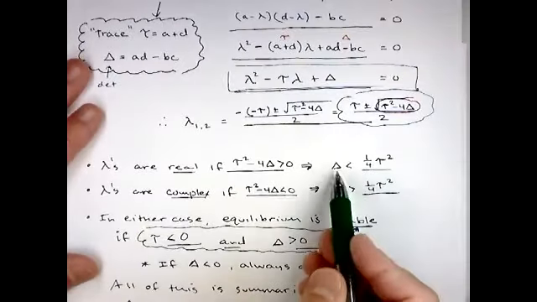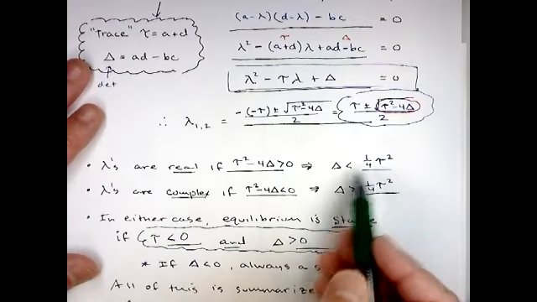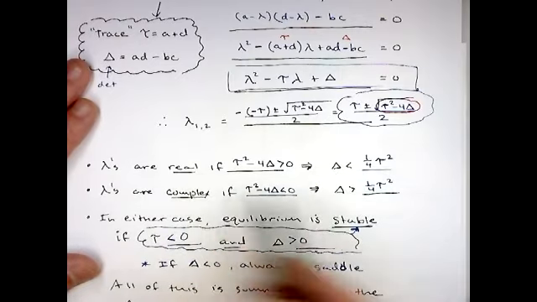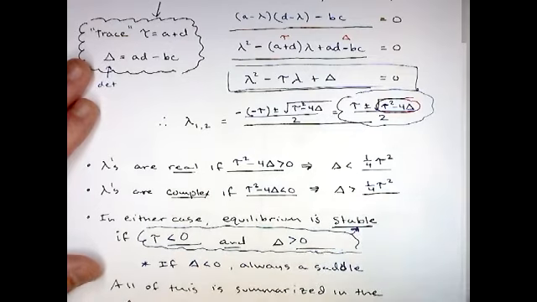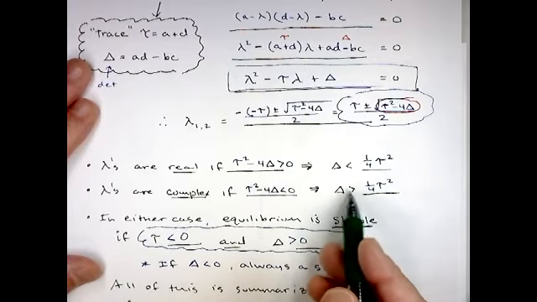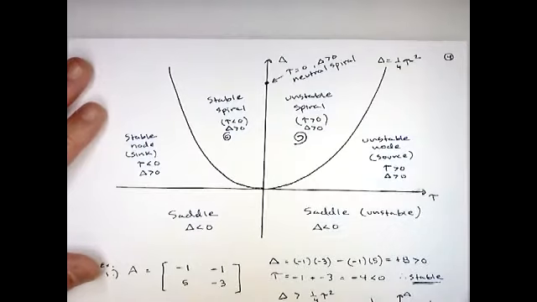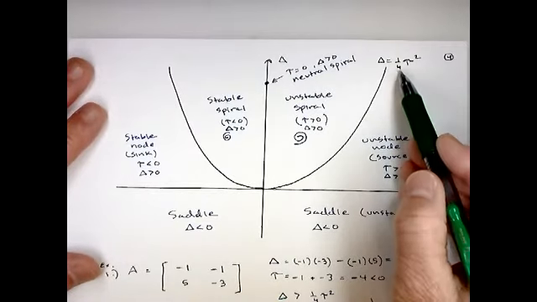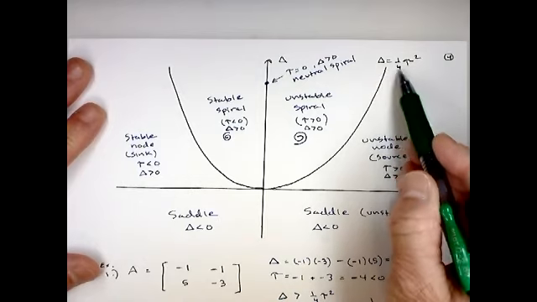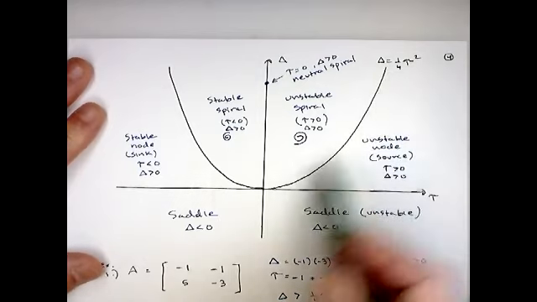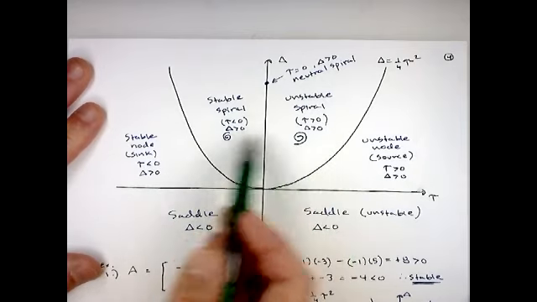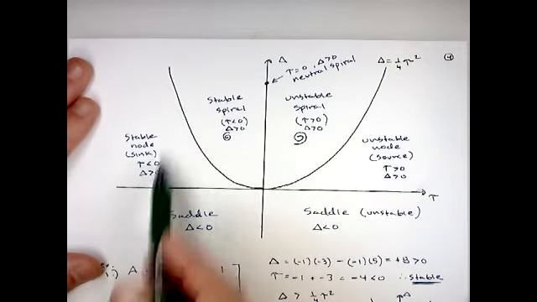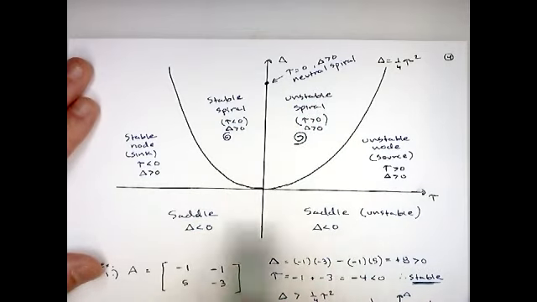Now we saw on the previous page that if delta was less than 1/4 tau squared, it would be real eigenvalues, and if delta was greater than that, it would be complex eigenvalues. So the borderline, if you will, is when delta equals 1/4 tau squared. That's a form of a parabola, like y equals 1/4 x squared. If I'm above the parabola, these are going to be spirals. And if we're below the parabola, anywhere in here or in here, then you're going to have real eigenvalues.